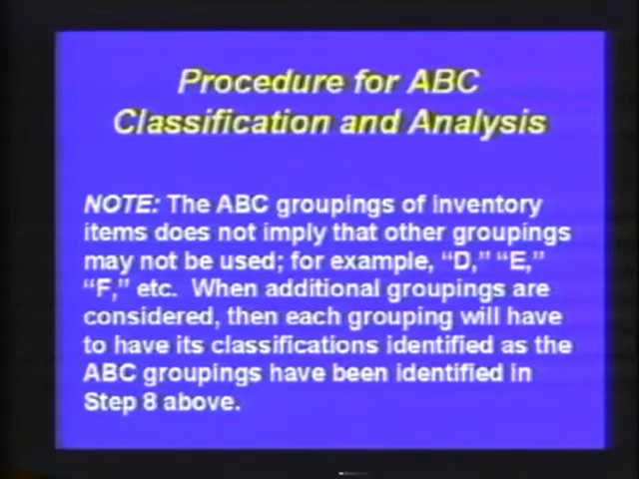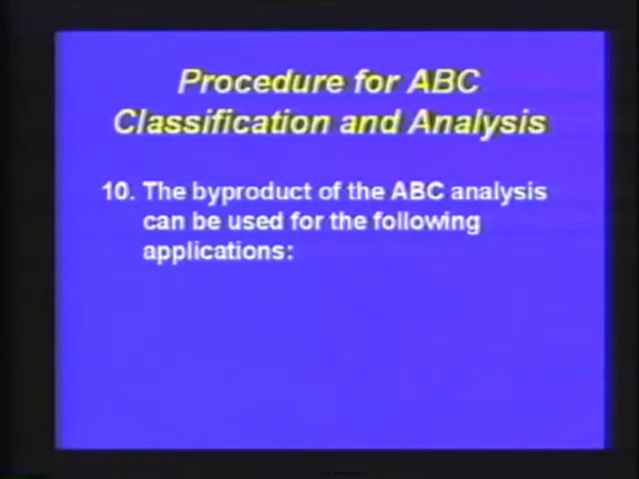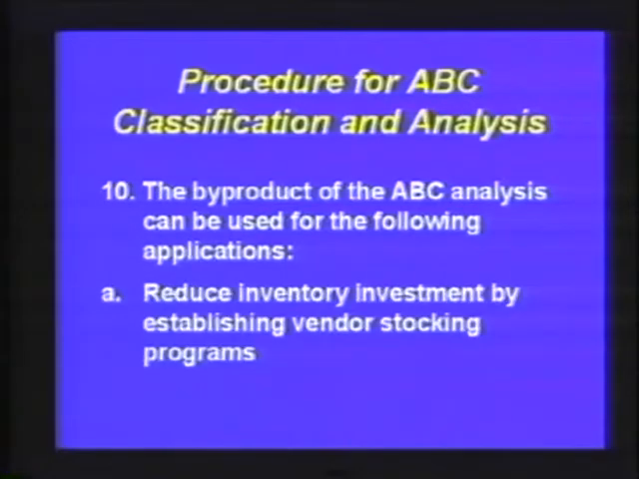So you're going to have less than that 20% of the part numbers, and maybe less than 80% of the cumulative usage value, if you elect to go beyond the traditional A, B, C codes. So the key is to develop your own individual classifications and their respective parameters. Now, moving on to page 16C, step number 10, the byproducts of the ABC analysis are as follows.